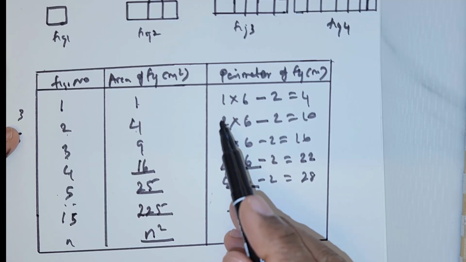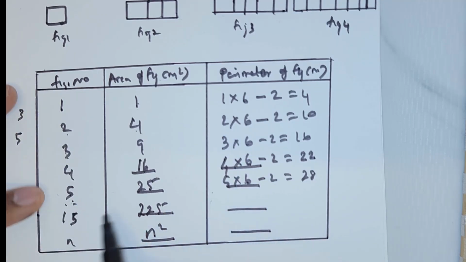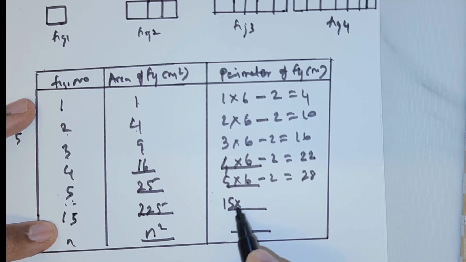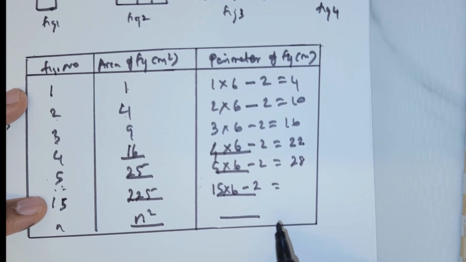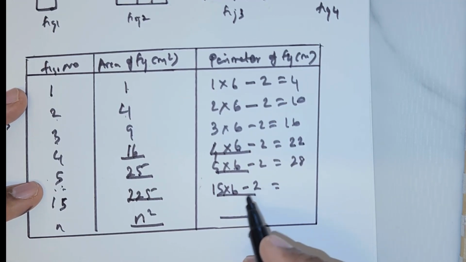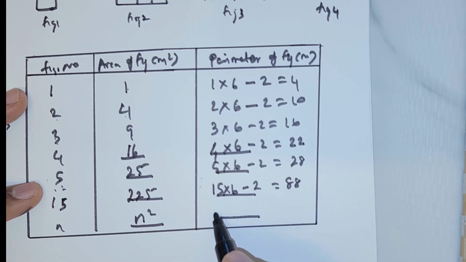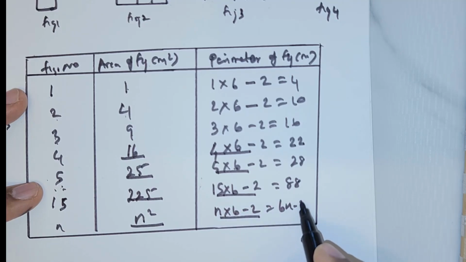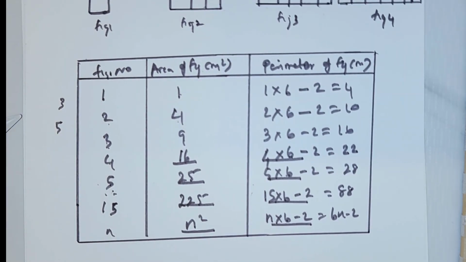Coming over here, the column numbers are reflected here. So this is going to be 15 constant minus constant, 6 times 15. 6 times 15 is what? 6 5s are 30. It's going to be 90. From 90 you take away 2, you get 88. So in this case it's going to be n times 6 minus 2, which is going to be 6n minus 2, right? So that is the completion for this beautiful question.